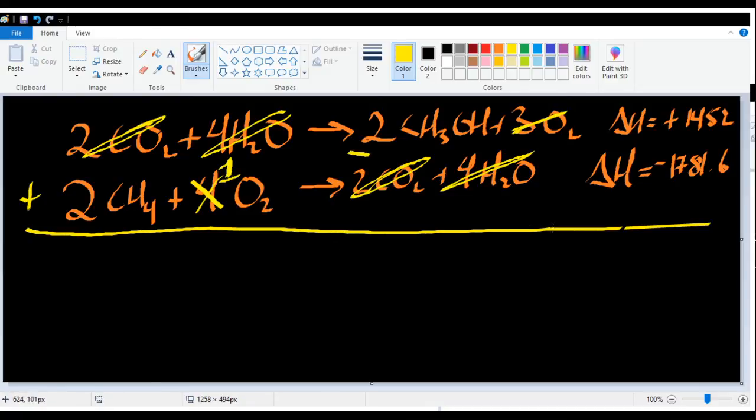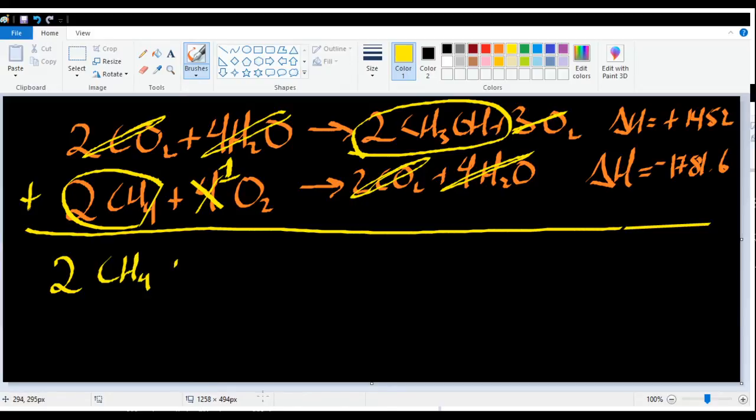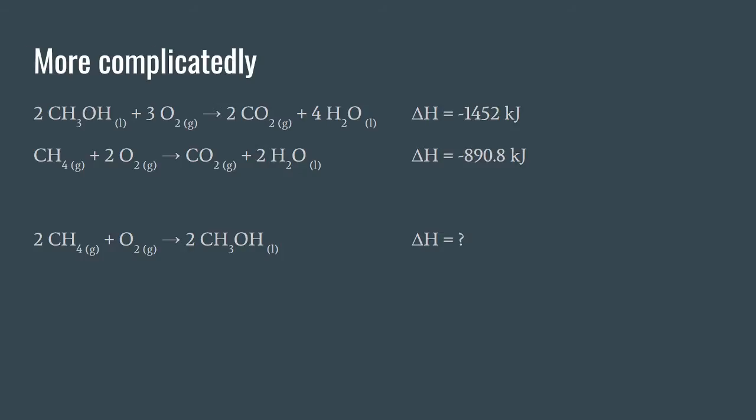And then methanol doesn't cancel out, methane doesn't cancel out. So our final resulting reaction, 2 CH4 plus 1 oxygen yields 2 methanol. And just to double check, yes, that is the reaction we were looking for.